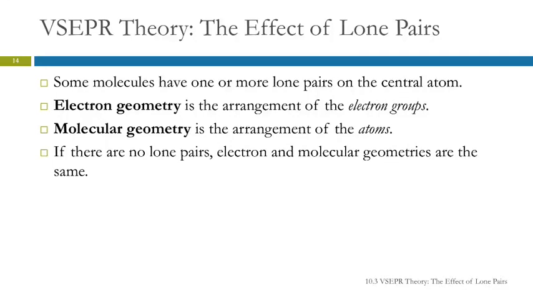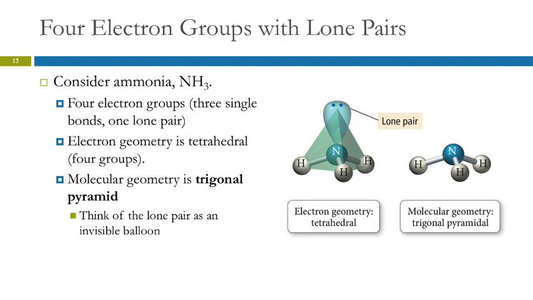Okay, so what about lone pairs? Because some molecules have a lone pair in the central atom, or maybe 2 or 3. Electron geometry is where we look at the electron groups and determine how those spread apart. Molecular geometry is the arrangement of the atoms. If there aren't any lone pairs on the central atom, then the electron and molecular geometries are going to be exactly the same. The difference comes when you have a lone pair.